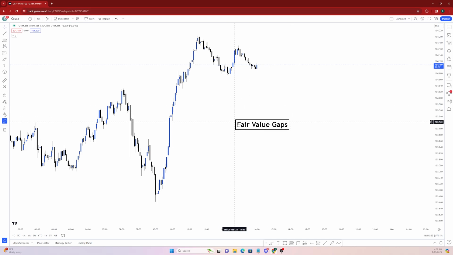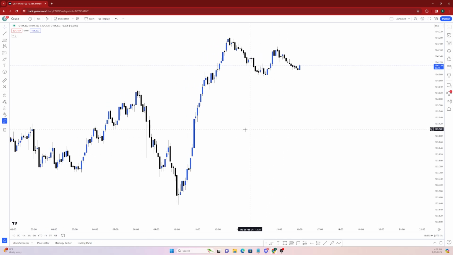All right, so the first concept that we're going to go over is the fair value gap. This is honestly probably one of the most popular ICT concepts. So I'm going to break it down for you guys, and I'm going to show you what I look for in fair value gaps to identify high probability setups. So what is a fair value gap?